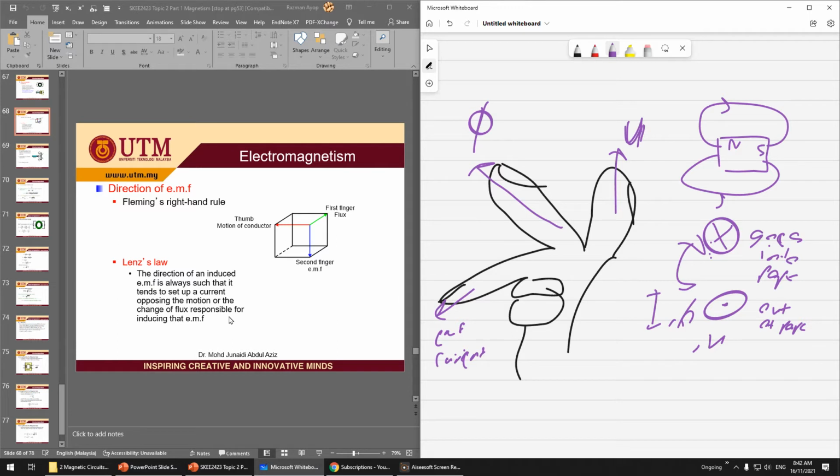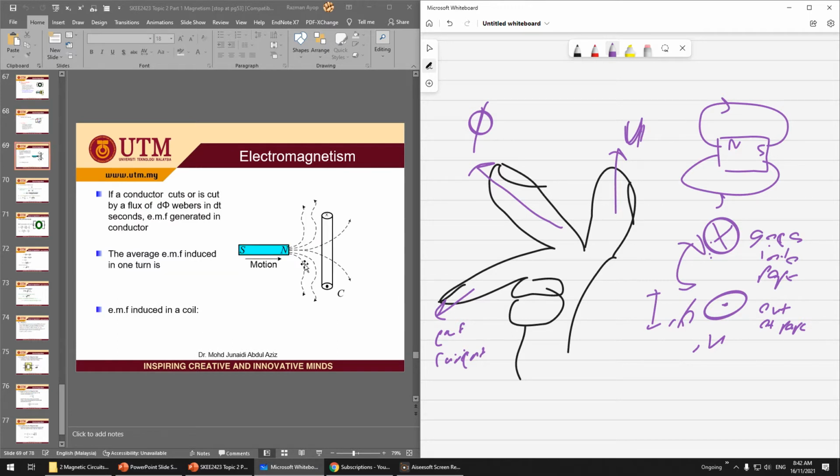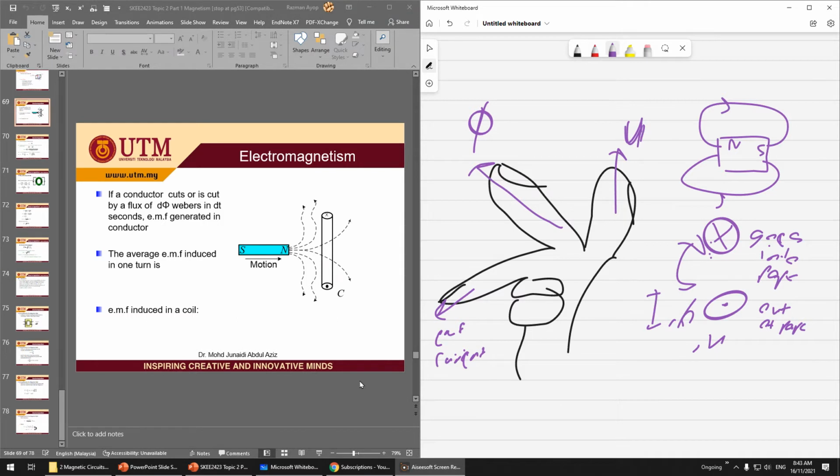Next, if the conductor cuts or is cut by the flux, at d flux over dt, then the EMF is generated. This one I already explained. The average EMF for one turn is... Sorry, I think this one has a problem with the slide. Let me restart it. This one is incomplete.